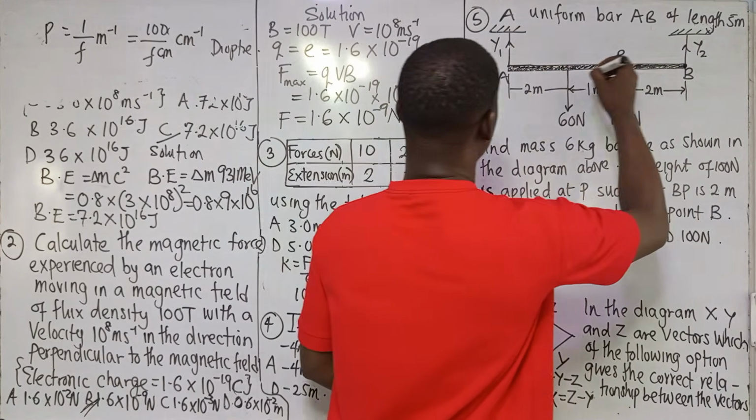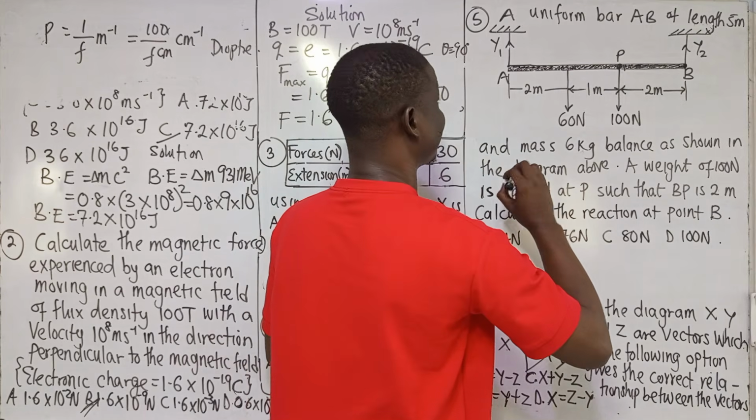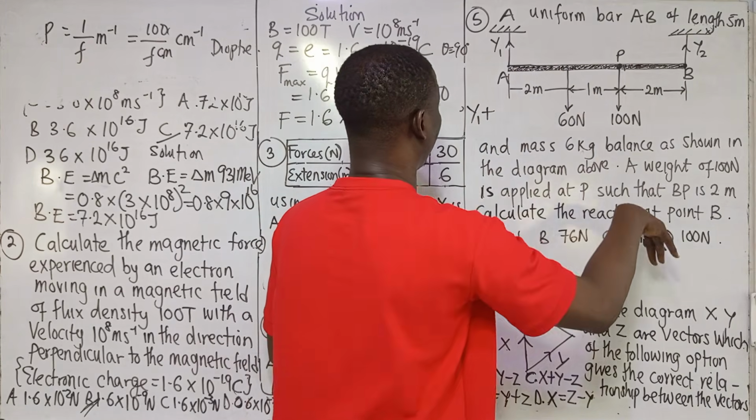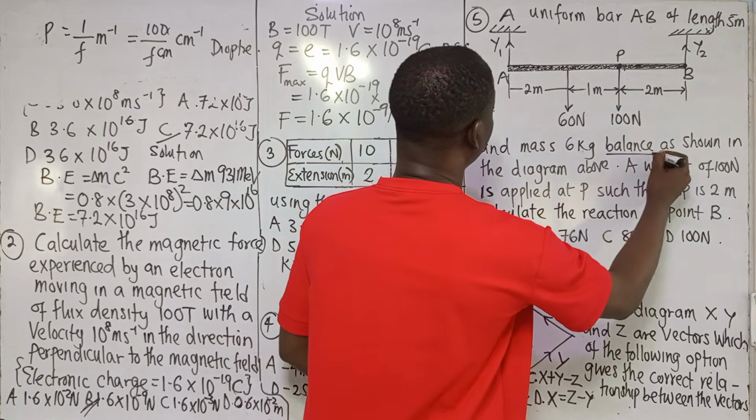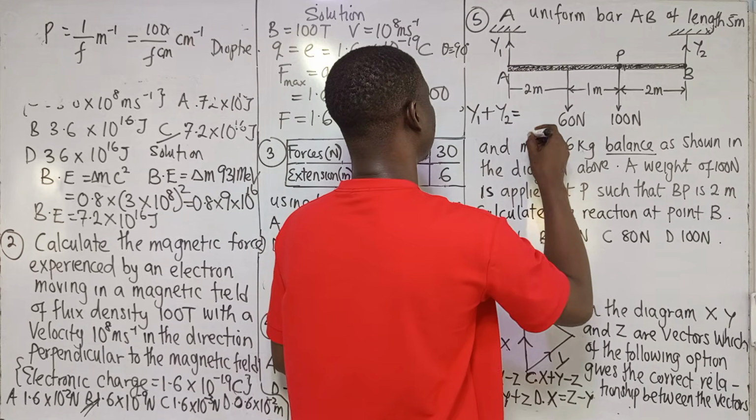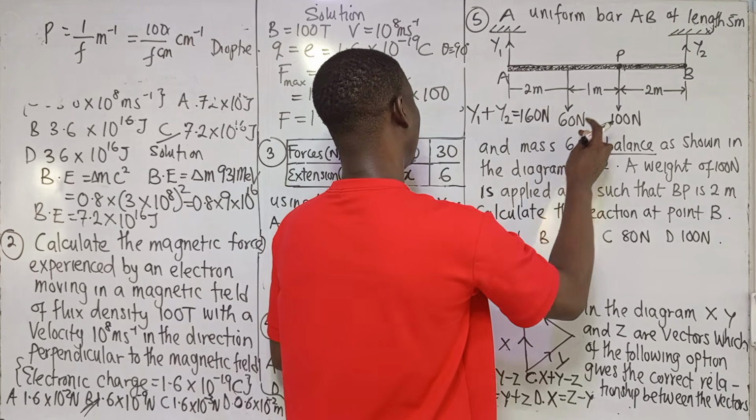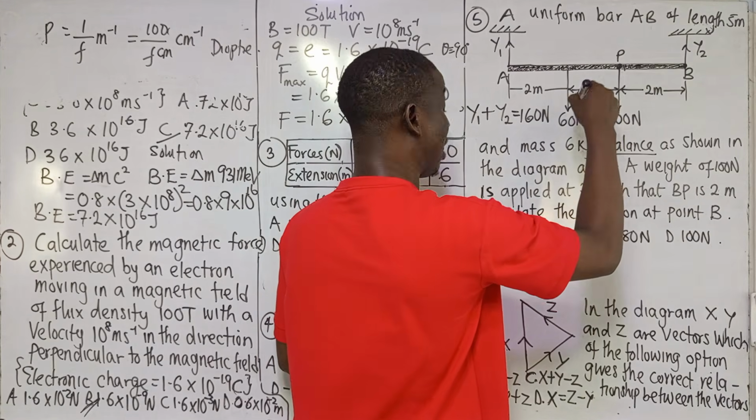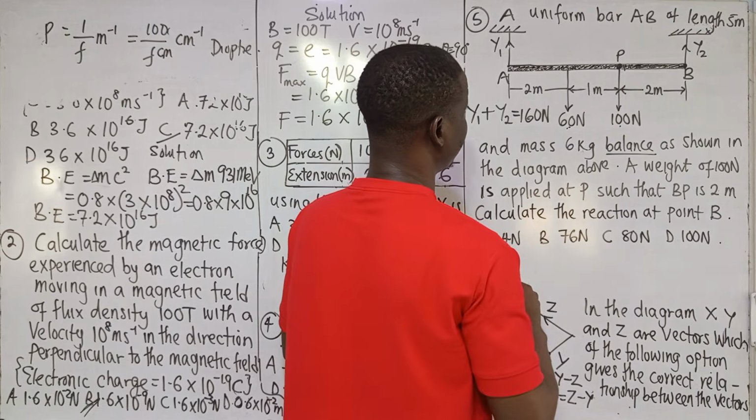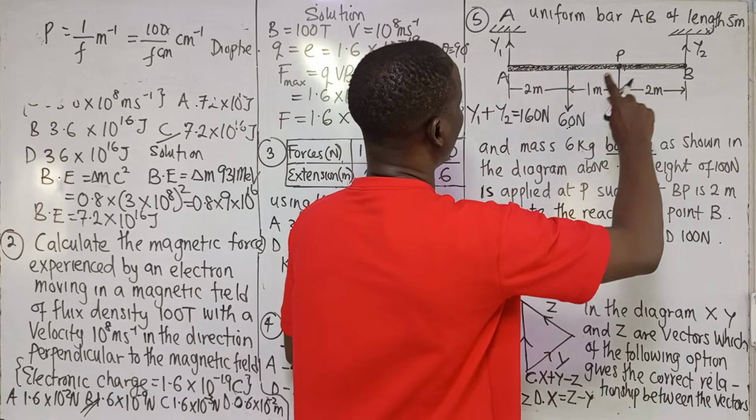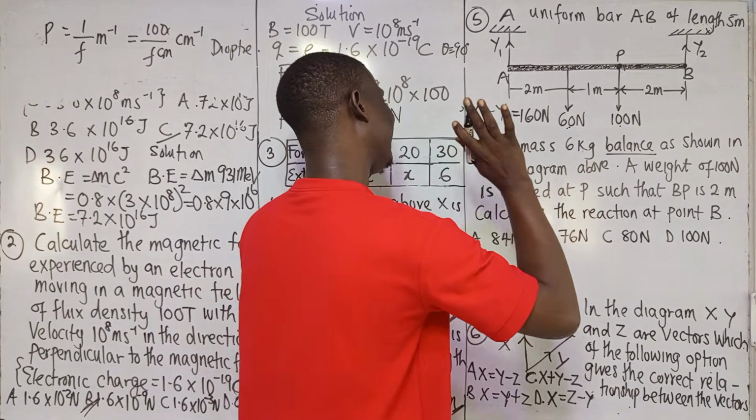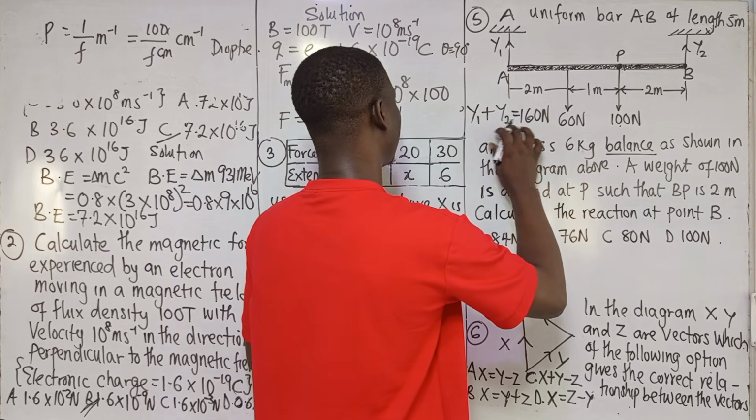Now, for us to calculate reaction at B, there are two reactions here. If you actually look at it, we have one going up. Because upward force will be equal to downward force. We assume that since it's balanced, it means that it's in equilibrium. So Y1 plus Y2 should be equal to 160 Newton, the downward forces, which are 60 Newton and 100 Newton. While the upward forces are Y1 and Y2. If you understand that, it means that this particular one must hold.